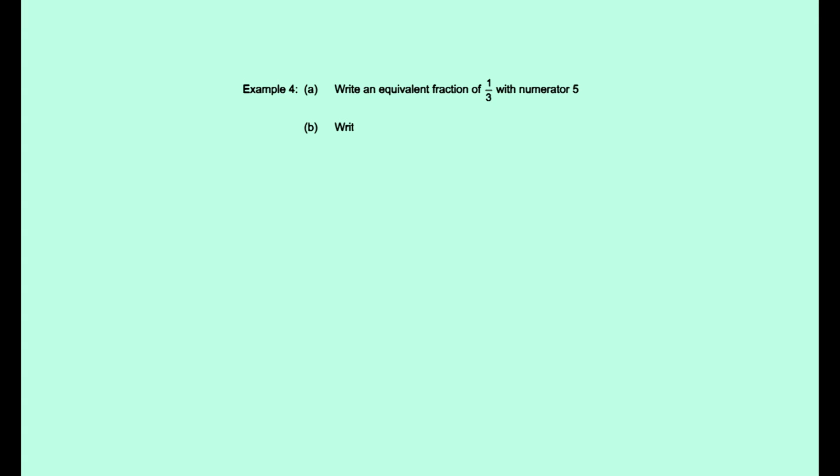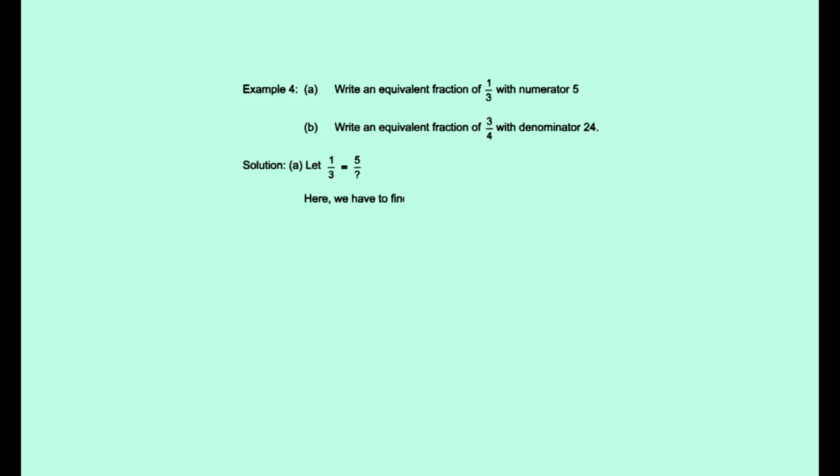Finding out equivalent fraction with given numerator or denominator. Example 4. Write an equivalent fraction of 1 by 3 with numerator 5. Write an equivalent fraction of 3 by 4 with denominator 24. Solution. Let 1 by 3 is equal to 5 by blank.